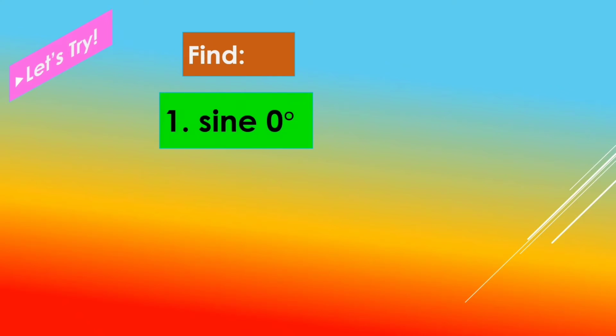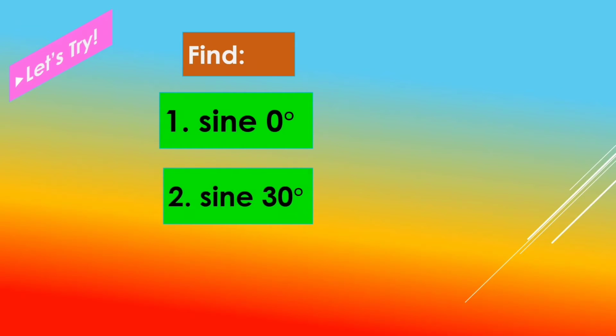Let's try. Can you find the following? Number 1, sine 0 degrees. Number 2, sine 30 degrees. Number 3, sine 60 degrees.